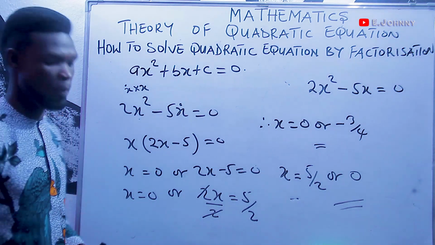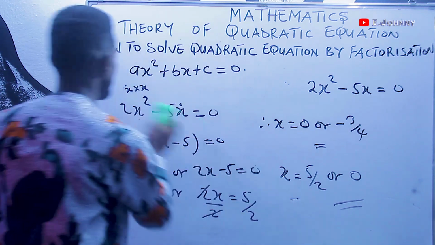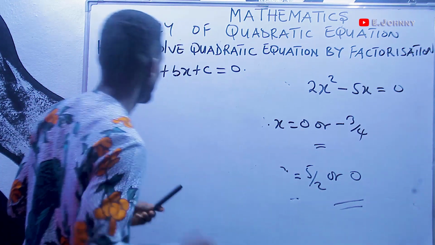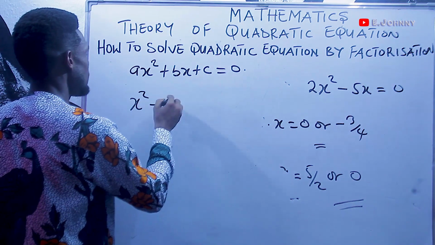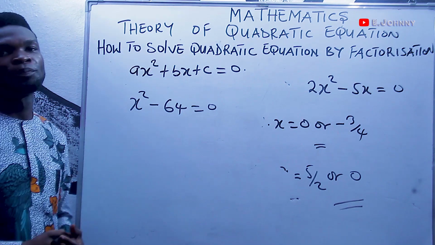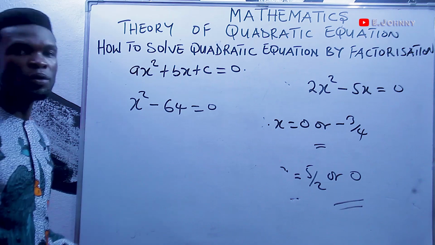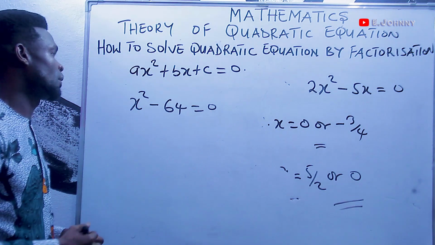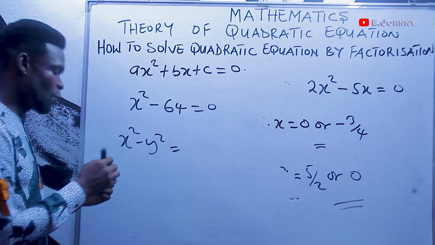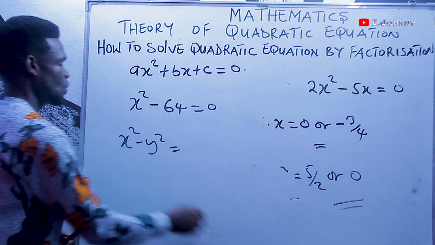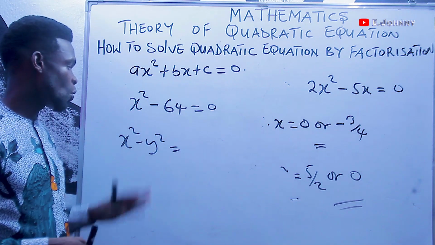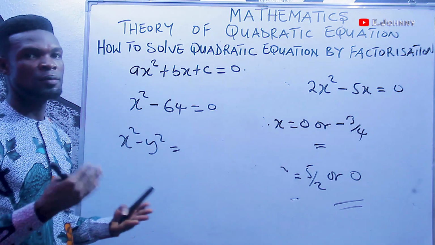Now, before I round up, let me quickly give us another example, which is, let's say I have x squared minus 64 equals 0. Now, there's what we call difference of 2 squares in mathematics. If you have something like this, x squared minus y squared, and I ask you to factorize this, this is difference of 2 squares, and there is a way to factorize difference of 2 squares. But I'm going to make a video on this and explain it deeper.